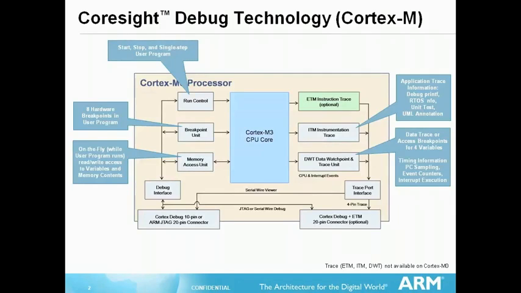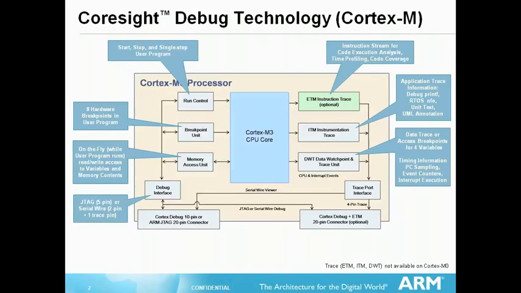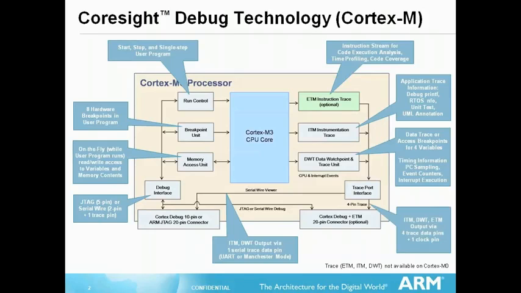The optional embedded trace macrocell can provide instruction trace for analysis and code coverage. The debug interface is accessed via a 5-pin JTAG or the new 2-pin serial wire debug connector. ITM and DWT data is available via the single-pin serial wire viewer channel. Instruction trace from the ETM is collected via a dedicated 4-pin trace port interface. The trace port offers much higher bandwidth and is also used to transmit ITM and DWT data.